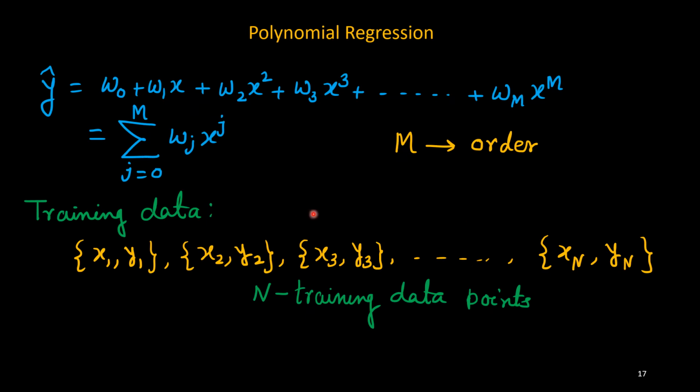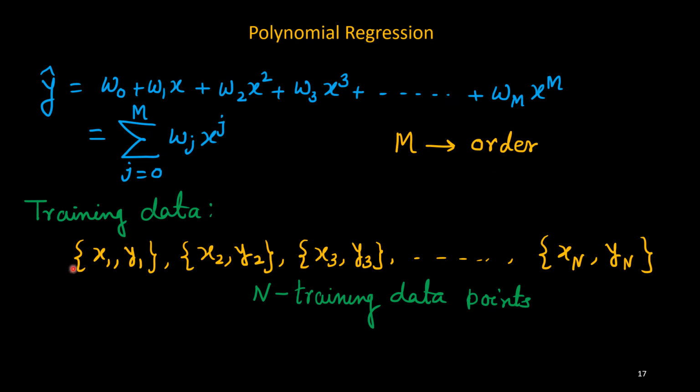So before that, we'll try to understand this polynomial regression a little bit in detail. So this y hat, we can represent in this polynomial form: w0 plus w1x plus w2x squared plus w3x cubed up to wm x to the power m. So this is the summation form. Okay, sum of wj x to the power j, where j equals 0 to m, and here m is the order of the polynomial.